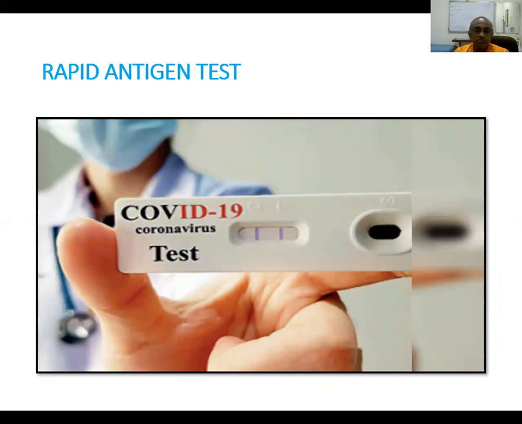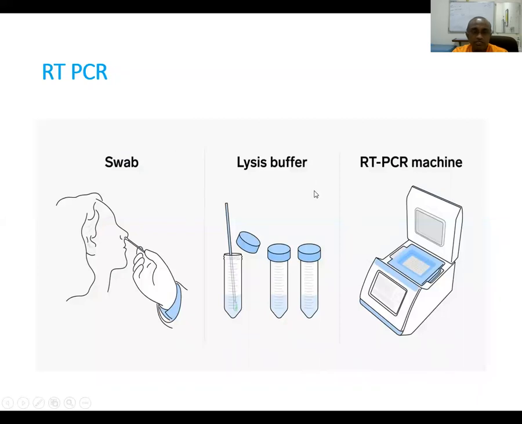the rapid antigen test, which takes only a few minutes. We take a nasal swab and nasopharyngeal swab and do the test. This COVID-19 test also has a high false negative rate, so it is not a 100% correct test. Another is the RT-PCR test. Again, we take a nasal swab and throat swab for the RT-PCR. Mostly it is a confirmatory test.